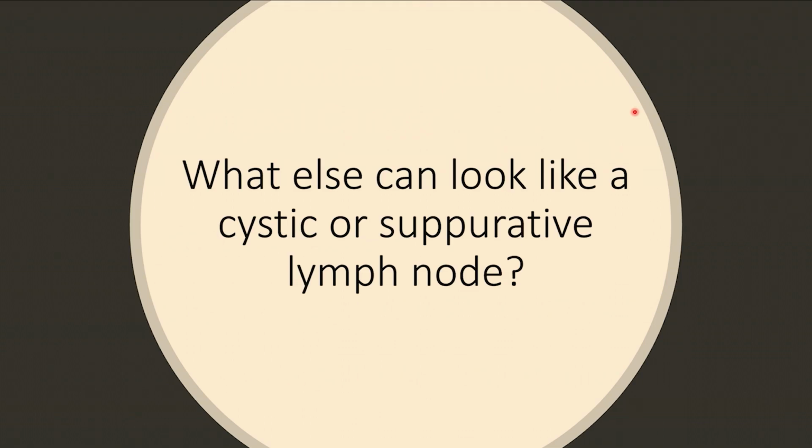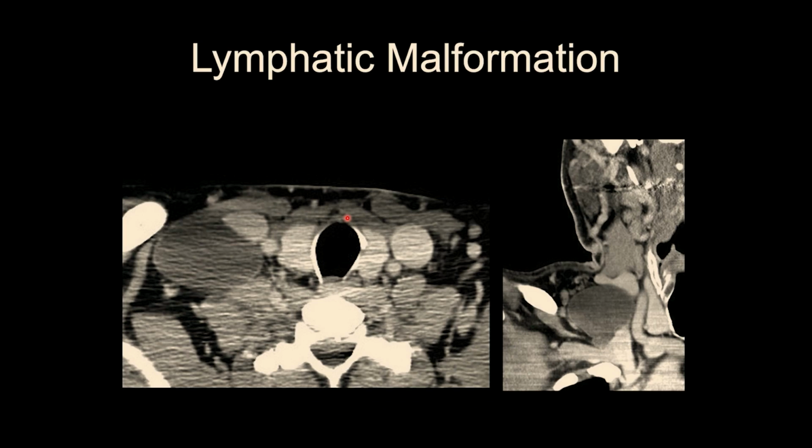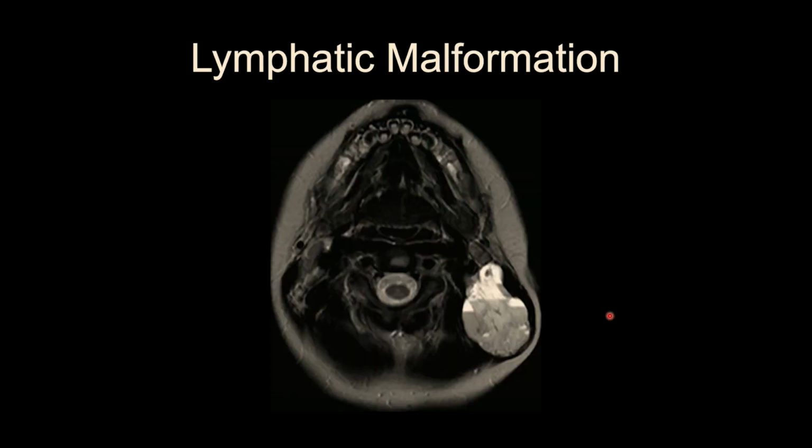Okay, what else can look like a cystic or suppurative lymph node? Well, these are some of the things that we talked about that you can mention: there could be an infected second branchial cleft cyst. Again, it's anterior to the sternocleidomastoid, fairly typical location. Would I call this that all day? I would definitely not say this is a slam dunk, okay? Lymphatic malformations, they like to be at the base of the neck. They like to insinuate between different tissue planes. More classically, they have fluid levels on your MRI, which I'm showing you here.